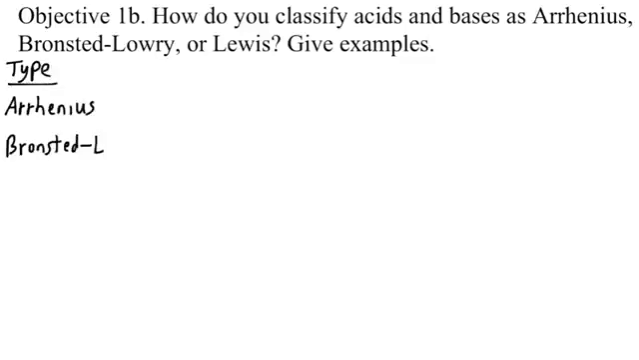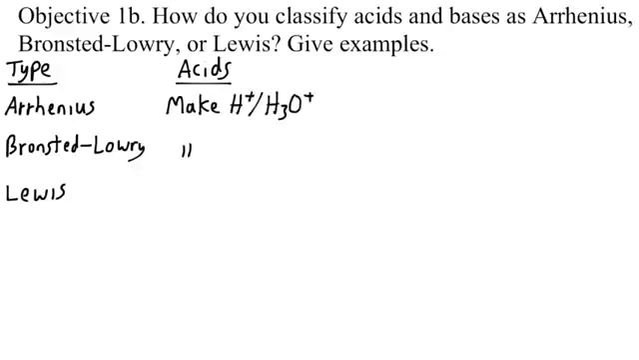Next, we're going to look at the different types of acids and bases, so classifying them. We have Arrhenius, Bronsted-Lowry, and Lewis. The Arrhenius definition is the oldest one that you're probably most familiar with. I remember it as A comes before B. So Arrhenius acids make H+, which then turns into hydronium. Bronsted-Lowry, same deal, make H+, which turns into hydronium. Lewis acids we haven't learned about yet.